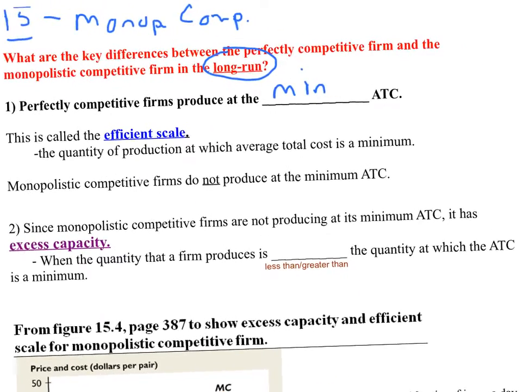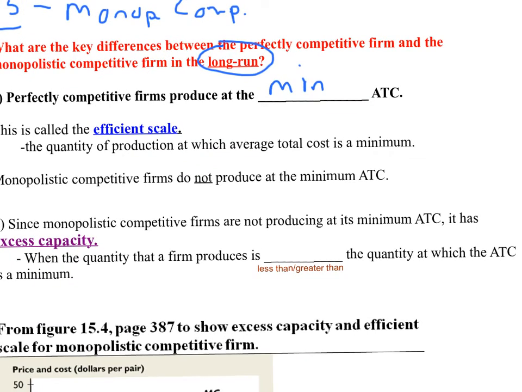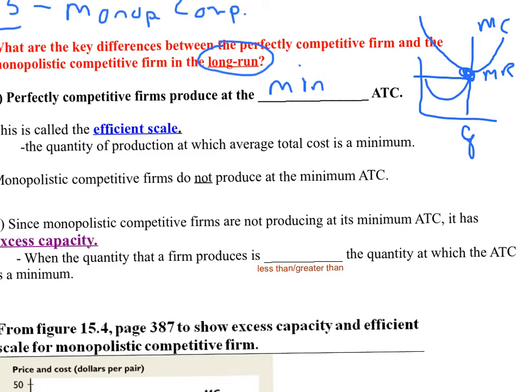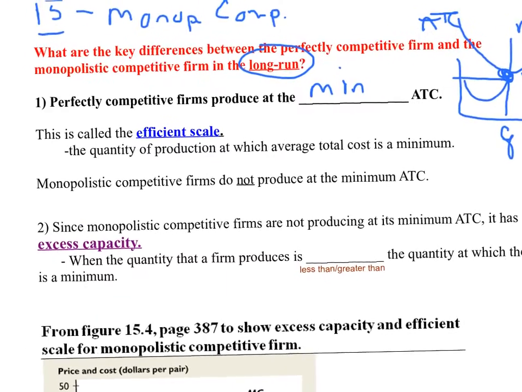So if you think about what we did before, we have the firm as a price taker, so you have the demand and marginal revenue curve, the marginal cost curve, and it's P equals ATC. So at that quantity where MR equals MC, it's also the point where the ATC curve is minimum, and that's said to be the efficient scale.